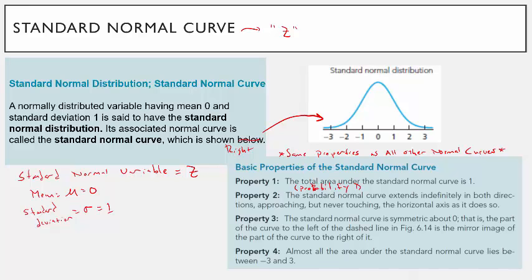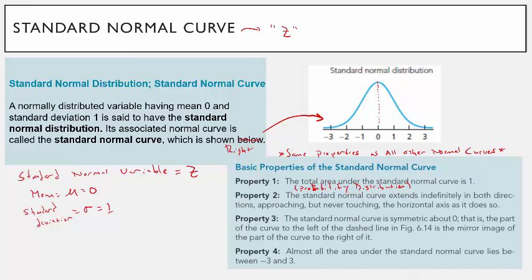The standard normal curve extends indefinitely in both directions, but never touches the horizontal axis. The standard normal curve is symmetric about 0. What that means is the high point of the graph occurs at 0, and the two sides are mirror images of each other. And almost all the area under the standard normal curve lies between -3 and 3, so almost all the area falls within 3 standard deviations on each side.